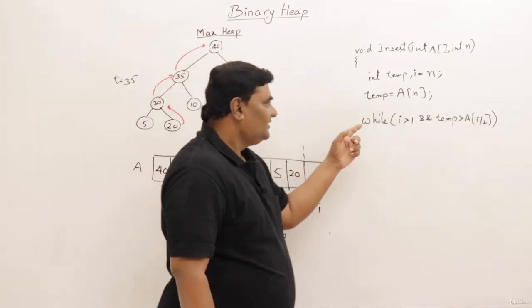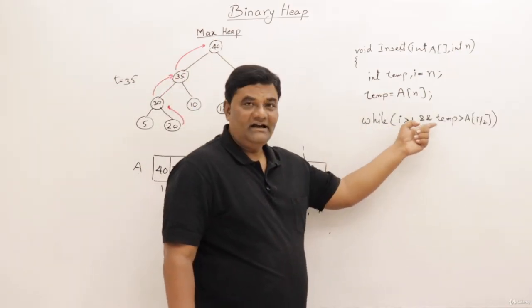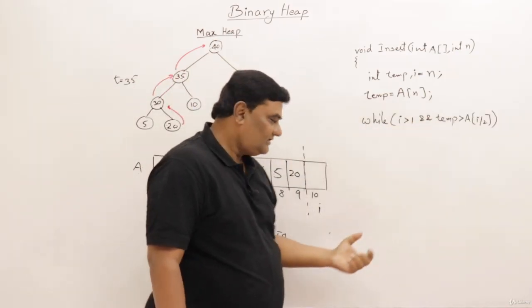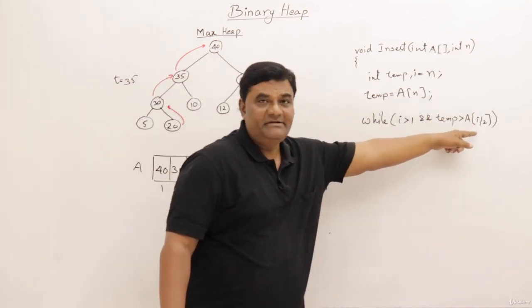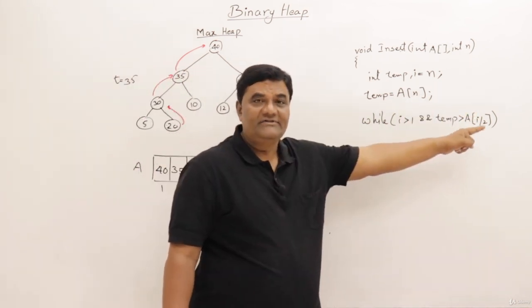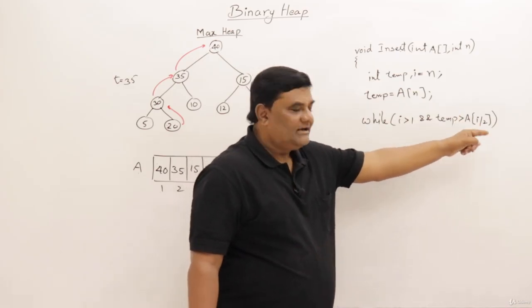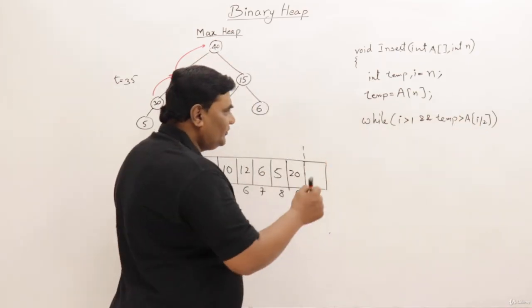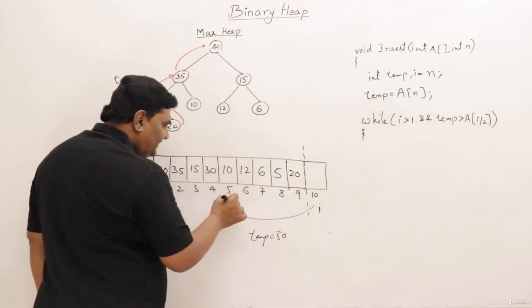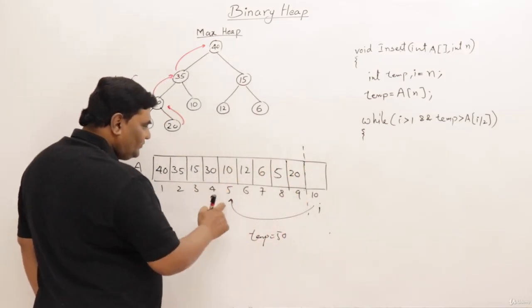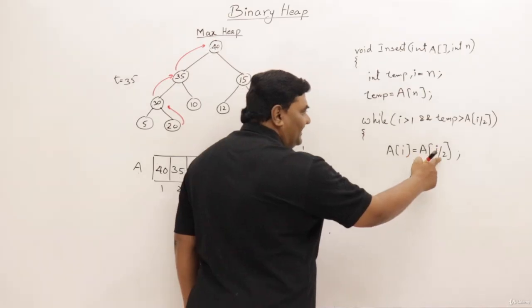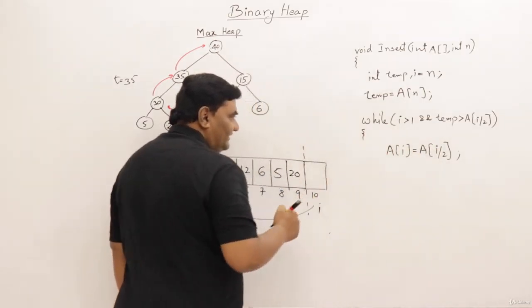So I will write the loop. While I is greater than 1 and temp, the value that we have inserted, is greater than its parent. So parent means I by 2. Integer division will take the floor value. So A of I by 2 is the parent's value. If its parent value is smaller, then we copy that element here. So from A of I by 2, we will copy it in A of I. Copy the element from A of I by 2 to I.